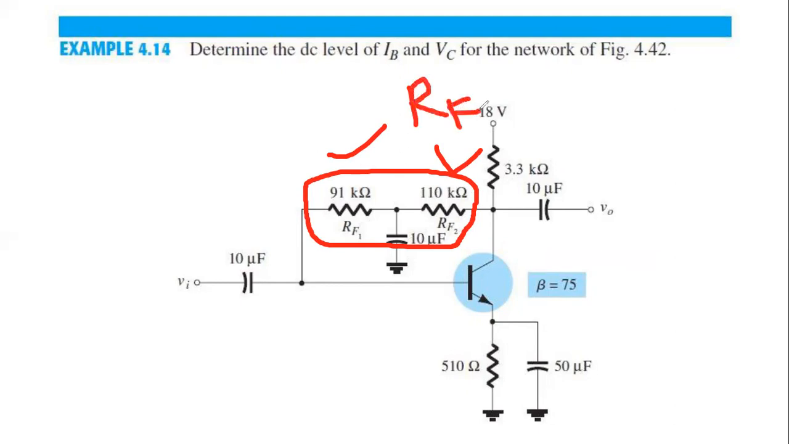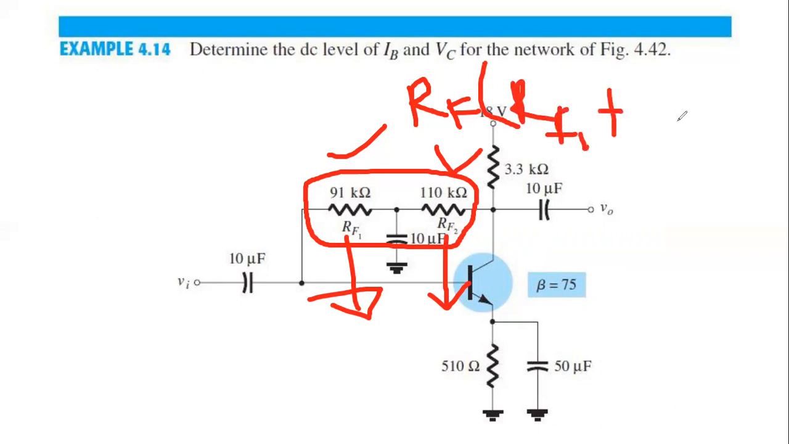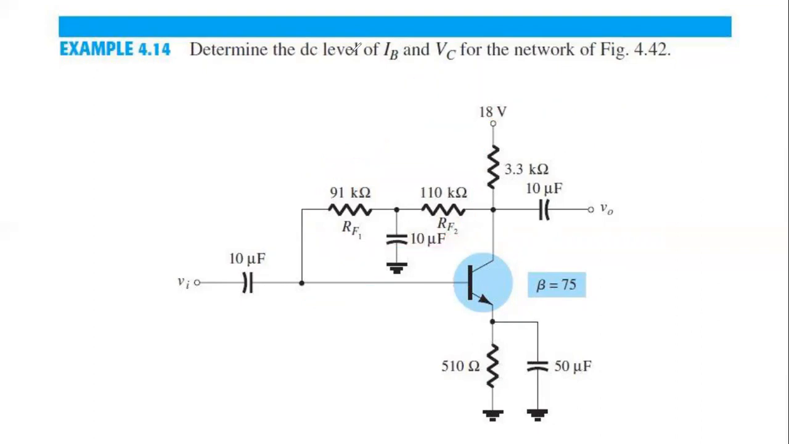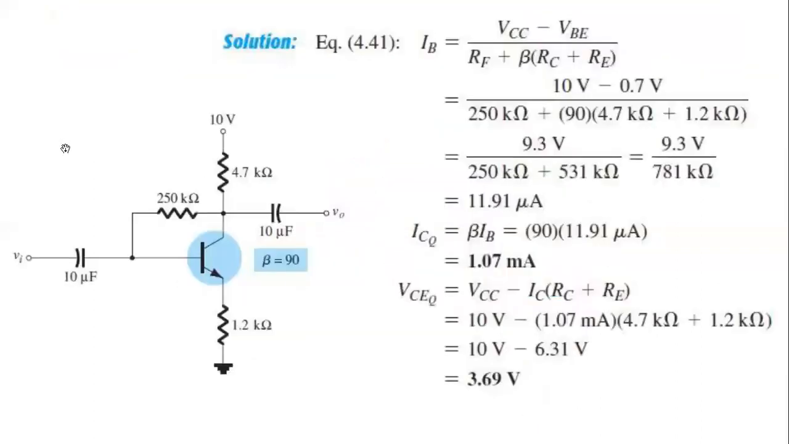Instead of RF, now there are two: one is RF1 and another is RF2. So there will be no change. Instead of RF, it will be RF1 plus RF2. There is only one change. Let me show you here.